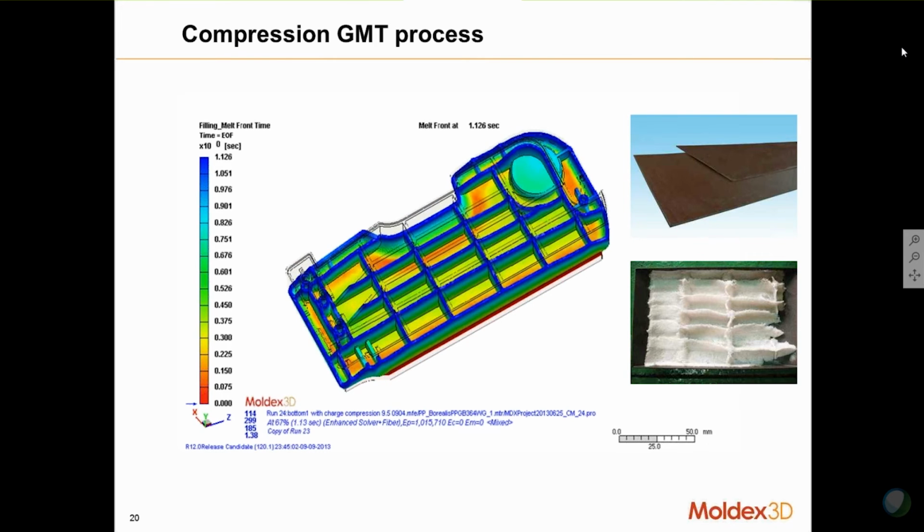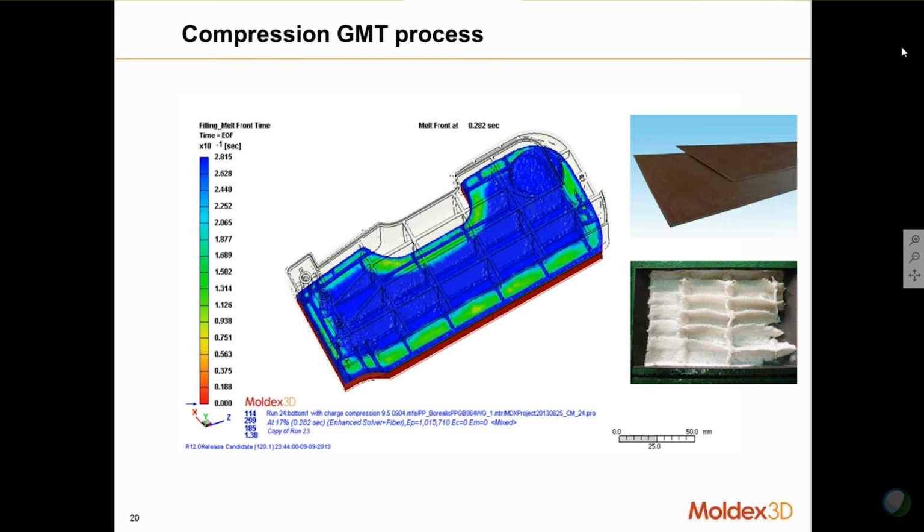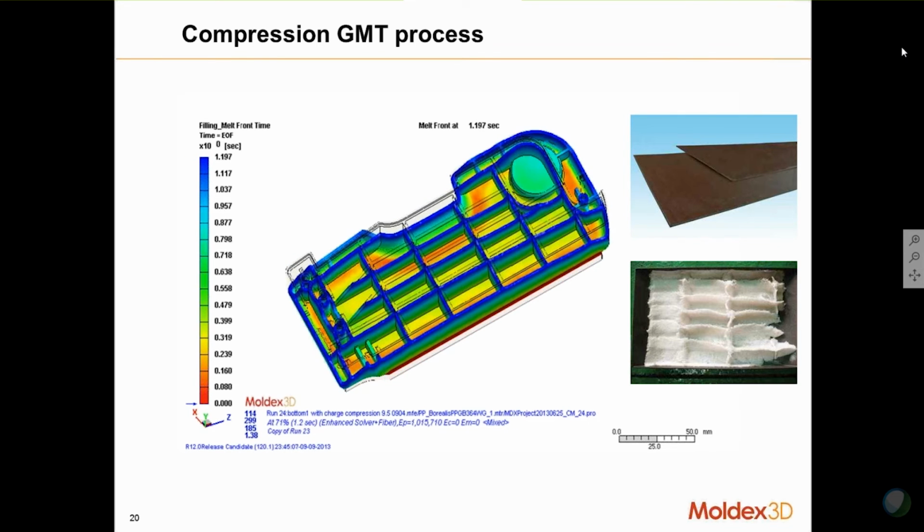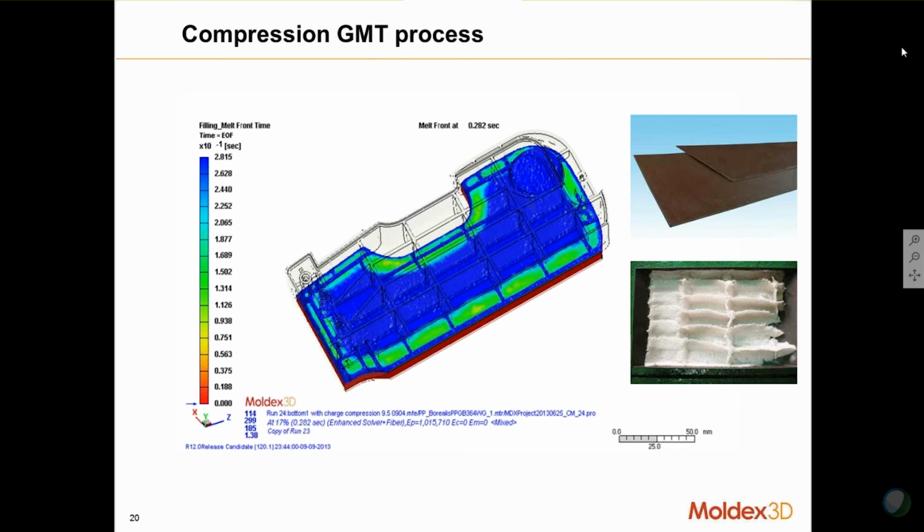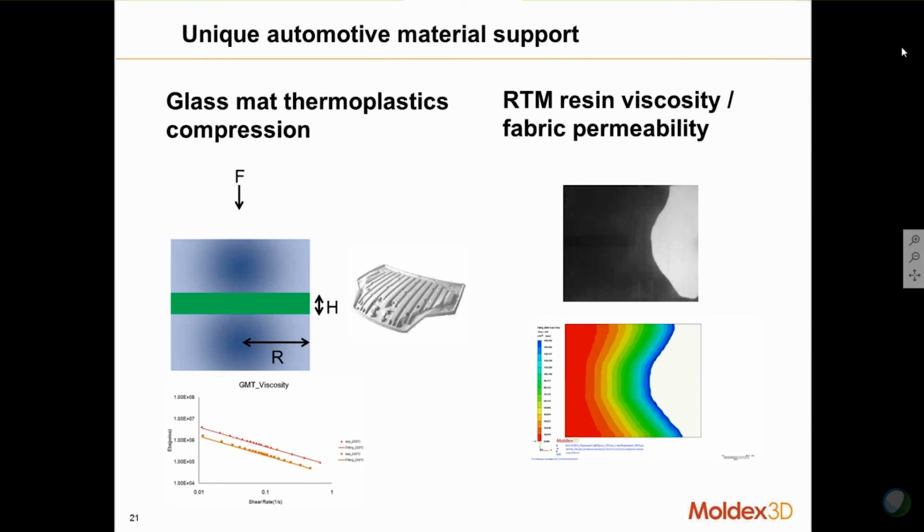What you are looking at here is the compression action of these materials being squeezed into these ribs. For this compression material, we are also developing another type of characterization capability. This is called squeeze flow. We no longer use rotational rheometers. What we are doing here is using two parallel plates, and we apply a squeeze action to determine its viscosities. This is a very unique viscosity characterization method.